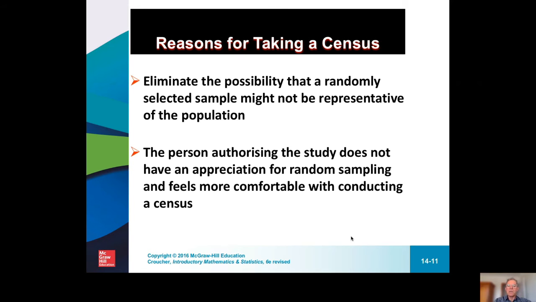Why might we take a census? It's because we don't want to risk the chance that we'll make a mistake in our sample, and our sample may not be representative of the population. It's the one true way: when we've gathered all the data, and if we've done it correctly, then we can rely a lot more on that data.